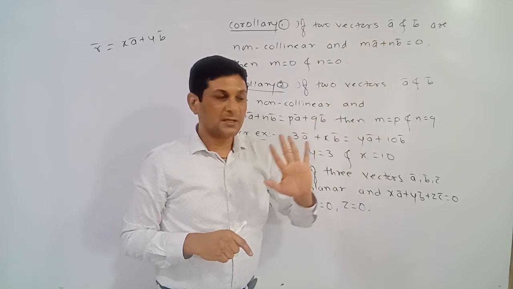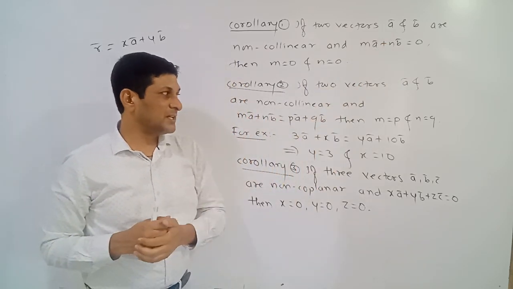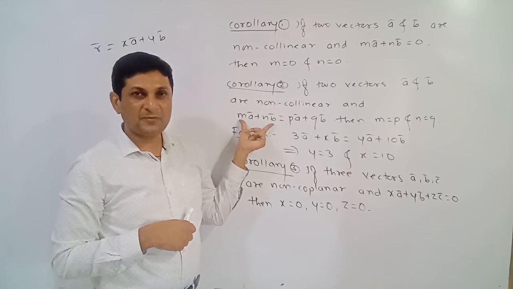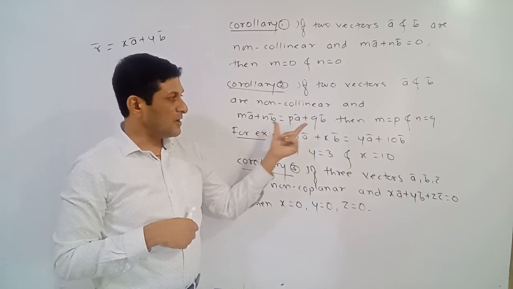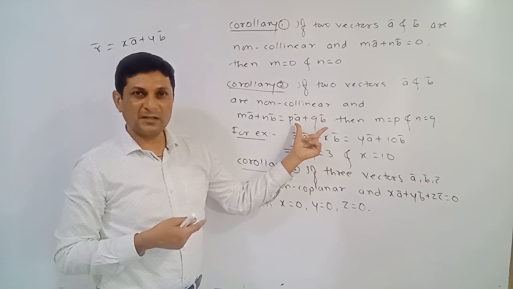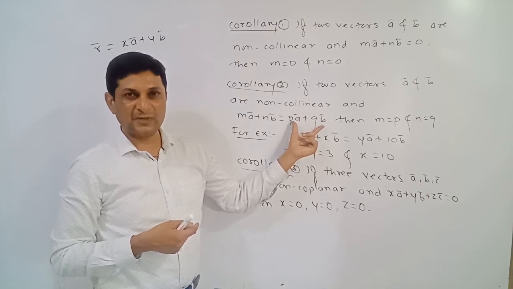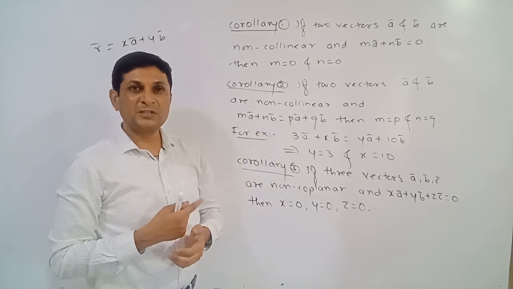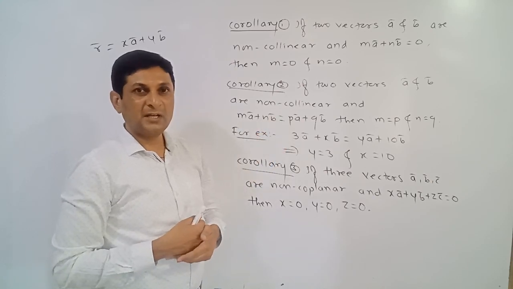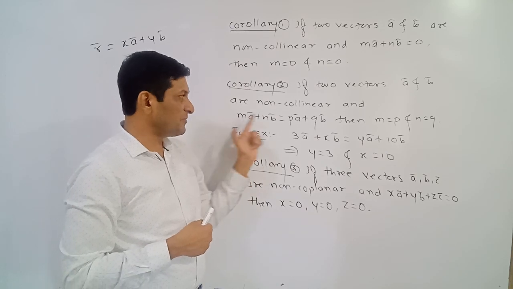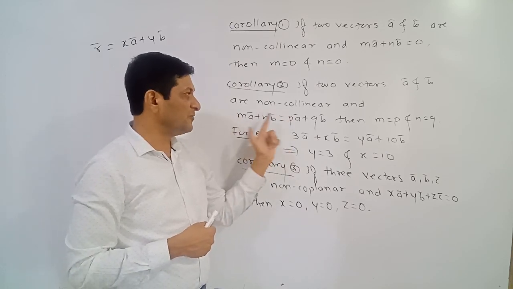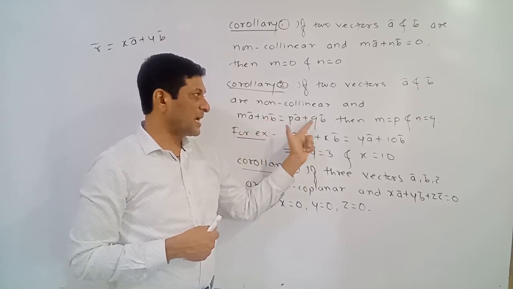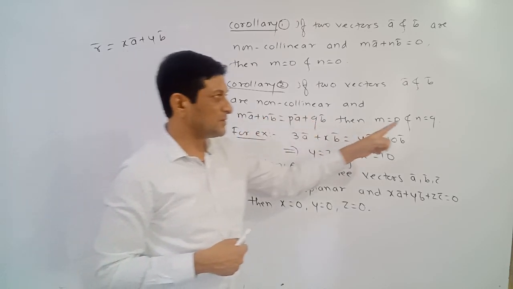Now observe the second corollary. In the second corollary, on the left-hand side one linear combination of A bar and B bar is given to us, and on the right-hand side another linear combination of A bar and B bar is given, and these two linear combinations are equal. If these two linear combinations are equal, it means the coefficients of A bar on both sides are equal, so m equals p, and the coefficients of B bar on both sides are also equal, so n equals q.